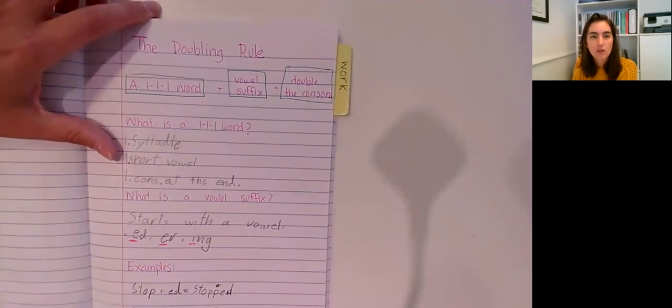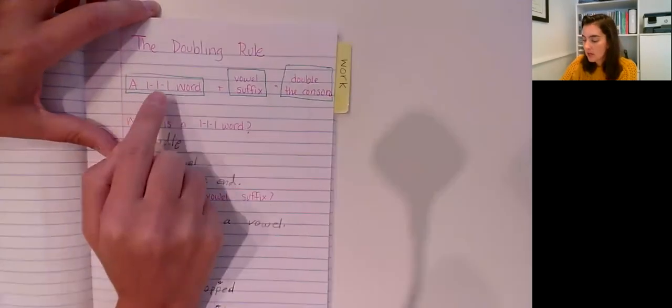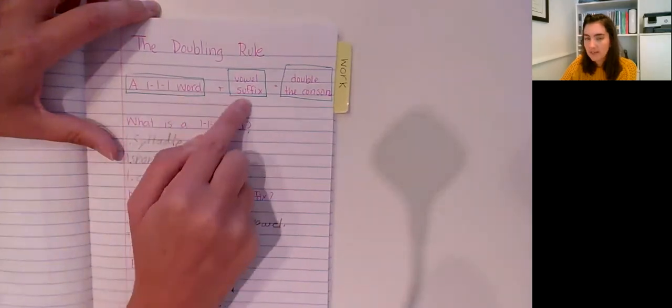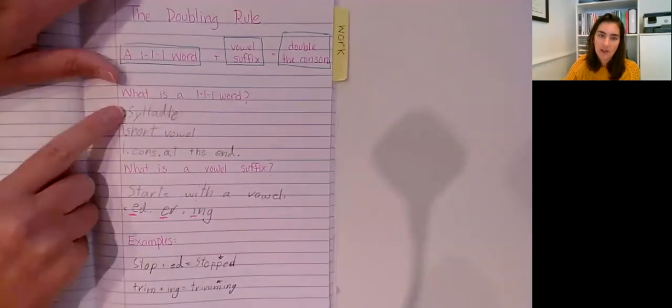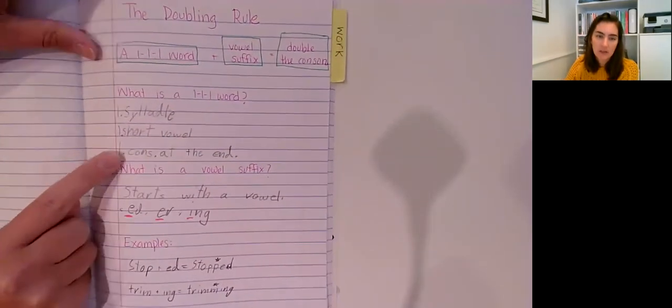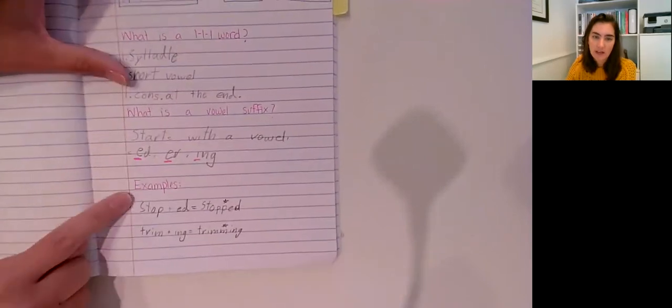Another version of how to do the 1-1-1 or doubling rule. A 1-1-1 word plus a vowel suffix equals doubling the consonant. And then we have right here: what is a 1-1-1 word? What is a vowel suffix?